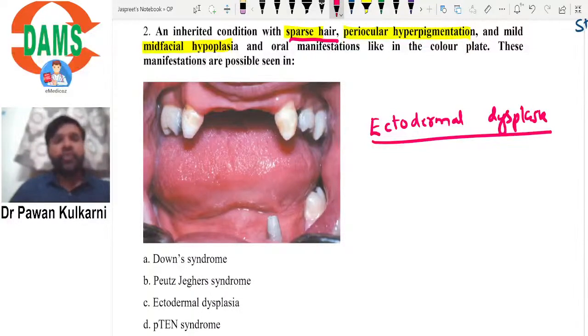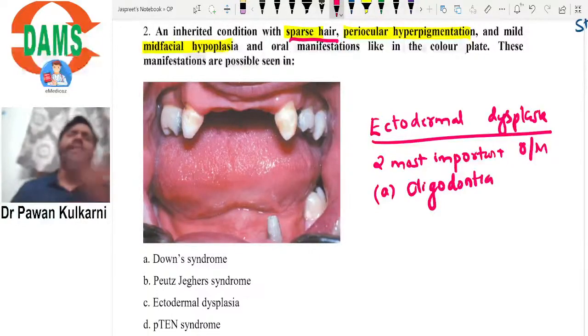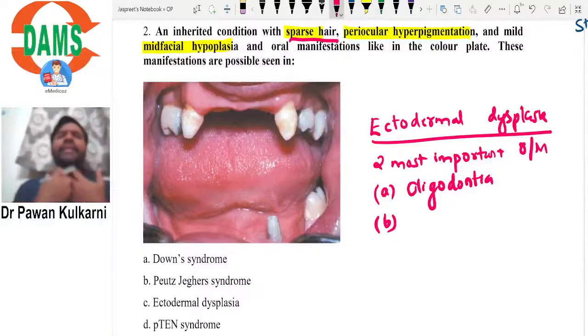Okay. And if you see the teeth specifically, the two most important oral manifestations of ectodermal dysplasia. One is the patient will have oligodontia. If you look at the image, the patient will not have all the teeth. There will be absence of many teeth. Okay, that's the first point. Or sometimes, rarely, you can see even anodontia, where the complete set of teeth is absent. Okay, that's a rare finding.